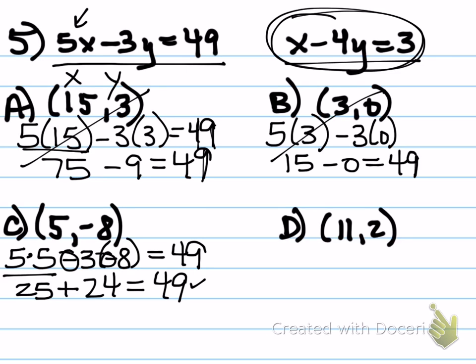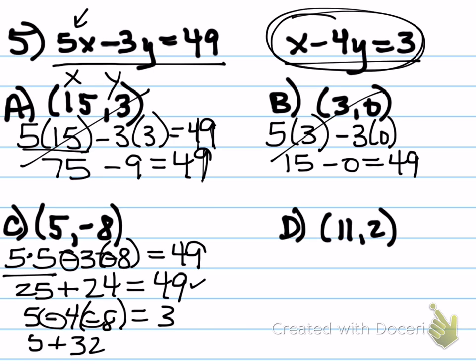The first thing, which in this case is 5, take away 4 of the second thing, has to equal 3. Well, here we get 5 plus 32, because again, we have negative times a negative. 5 plus 32 is 37, definitely not 3. So it looks like, again, like D might be our correct choice.